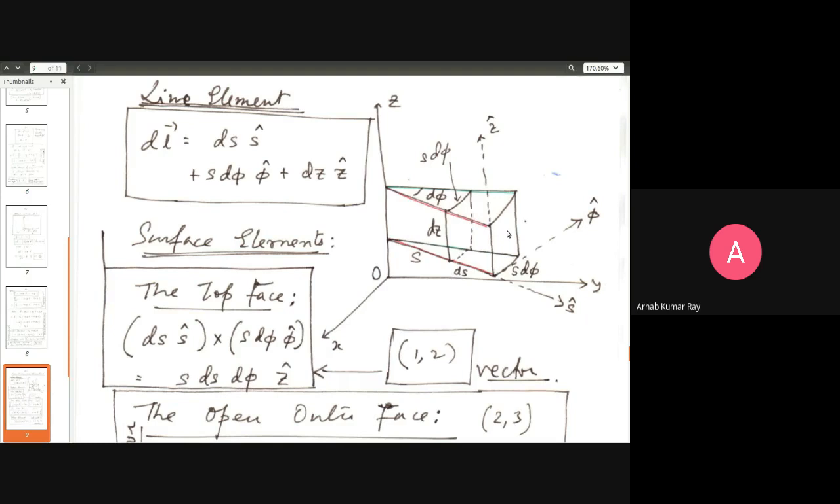But then if you open the brackets, it will be like S d phi plus ds d phi. But ds d phi has got two d's. In the infinitesimal calculus, you just retain the first order in the limit of something going to 0.